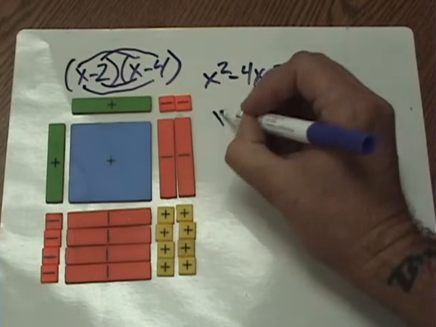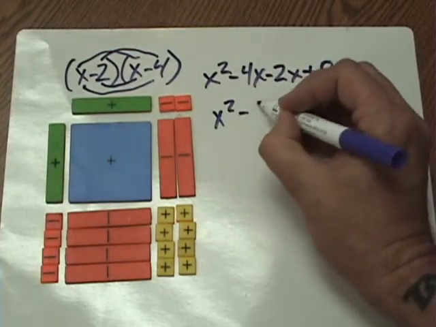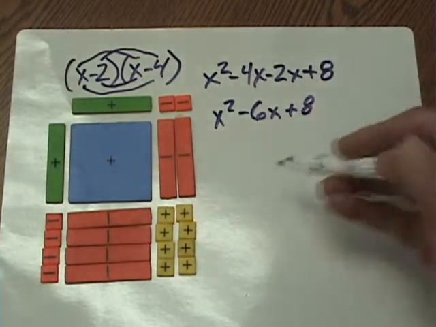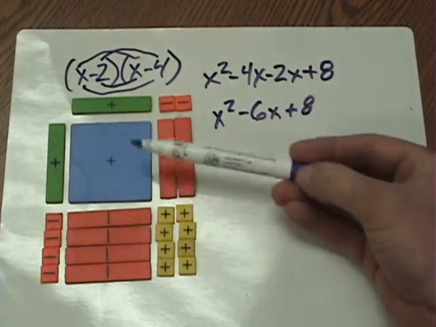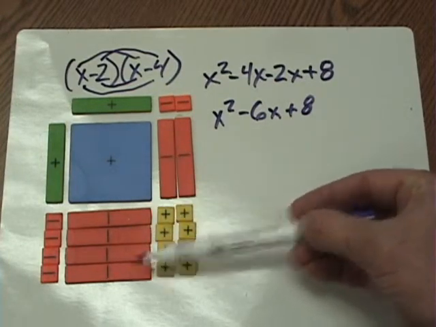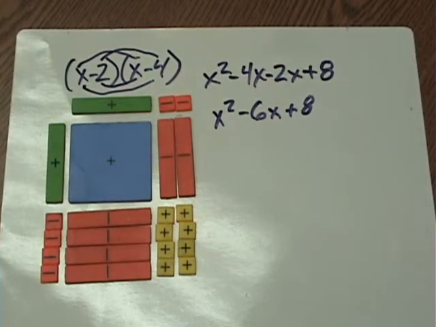Which, if we combine like terms, is x squared minus 6x plus 8. And if you count the tiles, that's exactly what we have. X squared minus 6x plus 8.